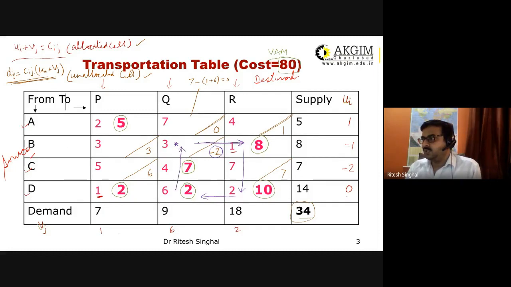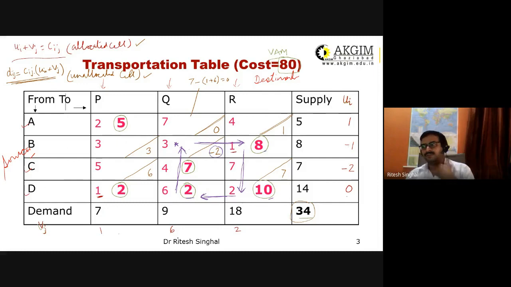So you can see this is a loop. Arrows, you can see the direction of arrows. This forms a particular loop. And along this loop, we can transfer the number of units. So here there is no units. There are 8 units, there are 10 units, there are 2 units.